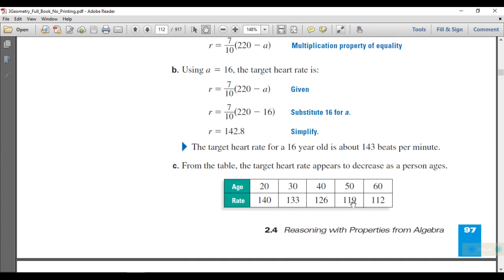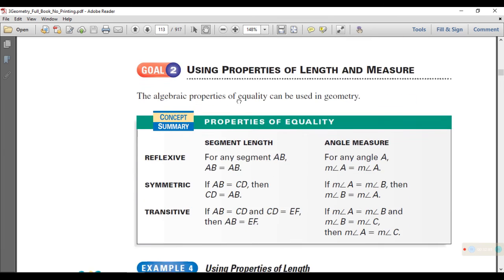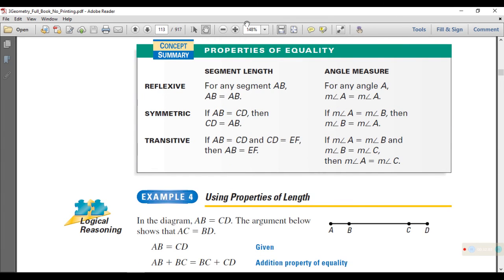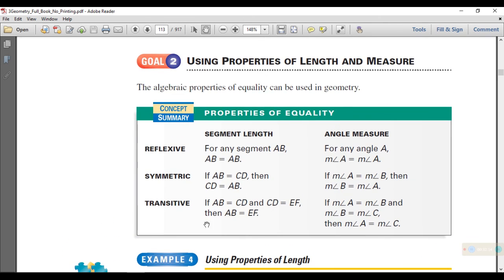Okay? Okay. Now, we are going to continue with our next... Teka lang, medyo gumaganit ulit siya. So, this time, we have some examples of using properties of length and measure.